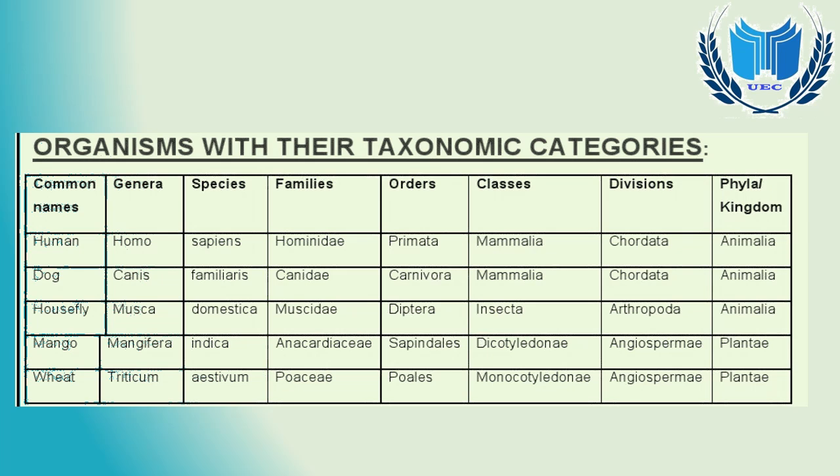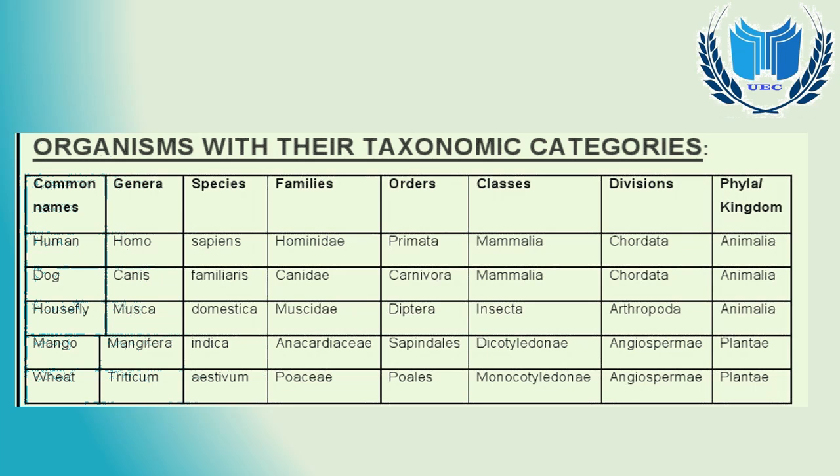Then comes the insect, the housefly. Its genus name is Musca, and the species is domestica. Musca domestica is the biological name of the housefly. Then the family is Muscidae and order Diptera. The class is Insecta. All the mosquitoes, etc., are also under the insect class. So the class is Insecta, division is Arthropoda, and kingdom is Animalia.